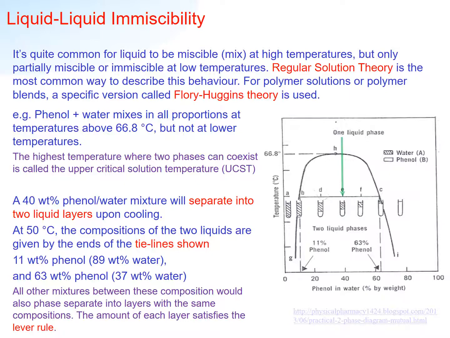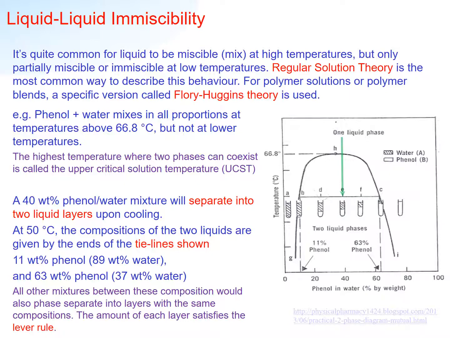So two liquid layers are formed, the less dense water is on top, the more dense phenol is on the bottom. But neither liquid is pure phenol or water. The phase boundaries tell us the compositions. So if I cool this to 50 degrees, then the compositions of the two liquids are given by the ends of that tie line where they cross the phase boundary. So 11 weight% phenol, therefore 89 weight% water, and 63 weight% phenol, 37 weight% water.